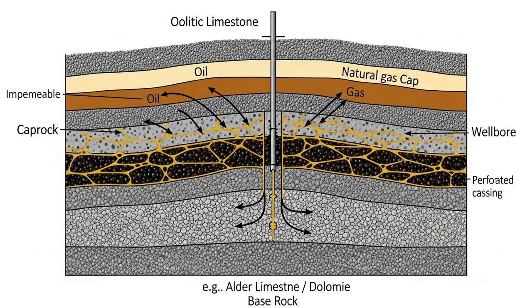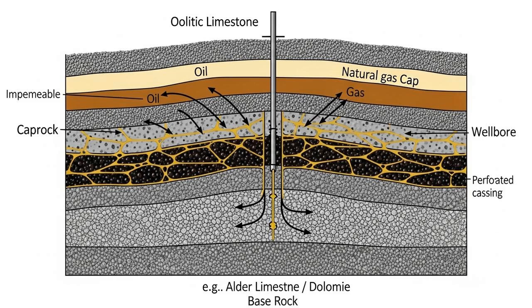Beyond their immense scientific value, ooids and the rocks they form have significant economic importance. Some of the world's most prolific oil and gas fields are found in oolitic limestones. This is because of their porosity. When ooids are deposited, they can form a grain-supported fabric, like a jar full of marbles, with significant pore space between them. If this space isn't filled by cement, it creates an excellent reservoir for trapping oil and gas.